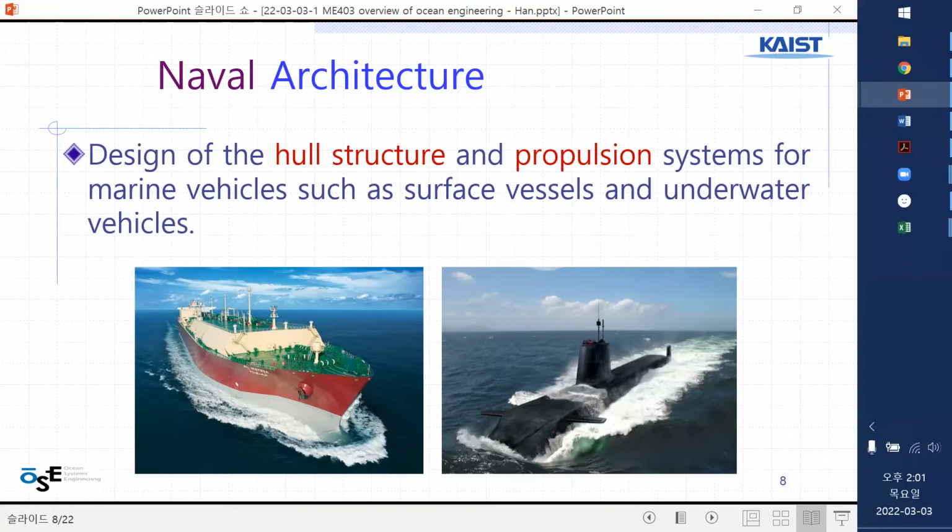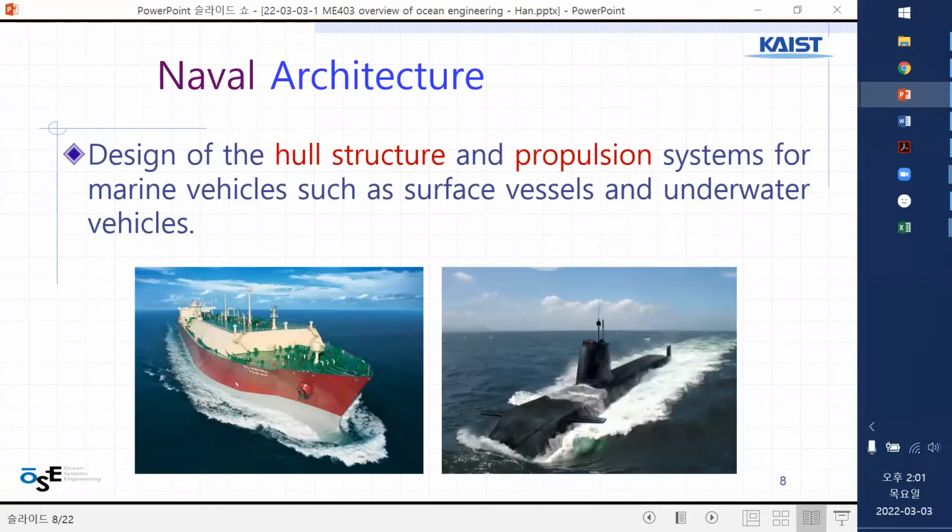I told you that there will be a special guest speaker lecturer coming from Hyundai Heavy Industry. He was in Hyundai Heavy Industry for 30 years, but his major area is structure design. So you will see more.